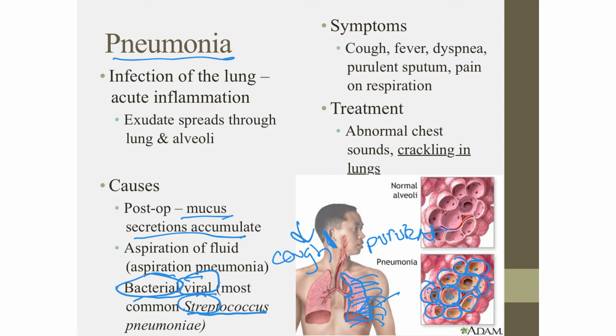Streptococcus pneumoniae is one of the most common pathogens associated with pneumonia. There's walking pneumonia associated with another pathogen. So usually it is named for the pathogen that causes it. The symptoms are going to be similar to what you see in other respiratory disorders. So cough, fever. They're pretty sick. The fever is relatively high.